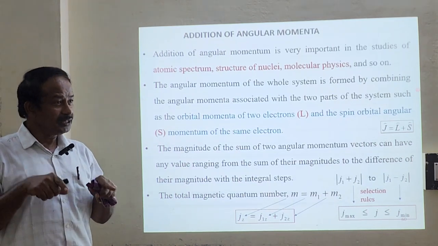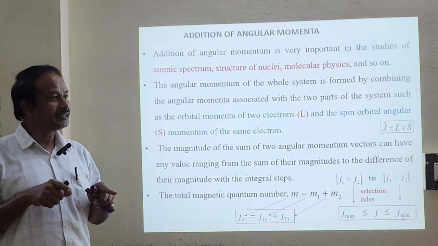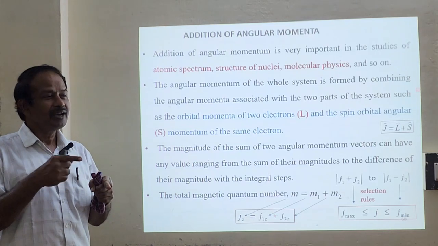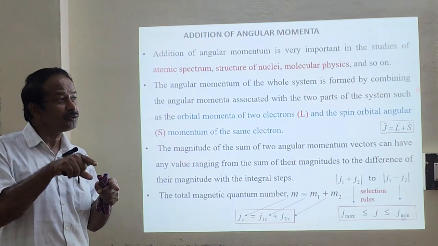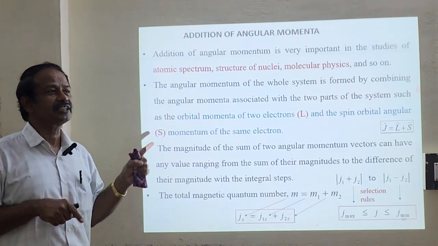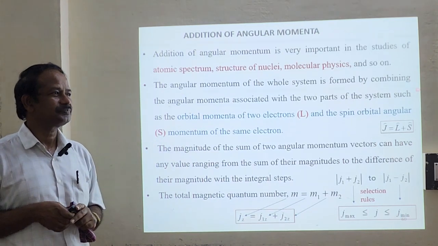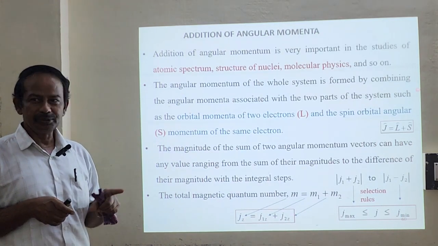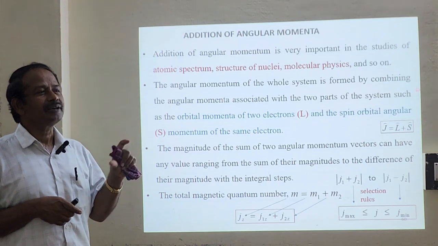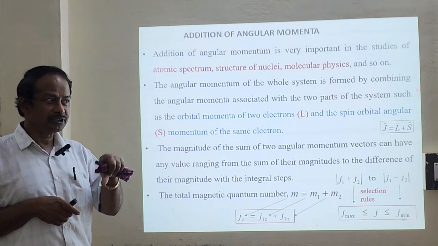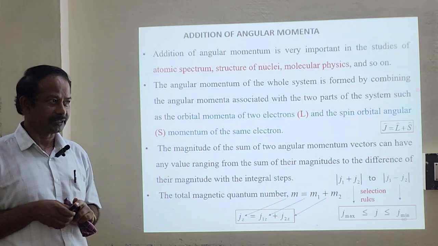So coupling will be done by means of a projection operator, and the projection operator will have some coefficients. These coefficients are called Clebsch Gordan coefficients. So we are going to look into the Clebsch Gordan coefficients today. Before that, we are going to have the addition of angular momentum.